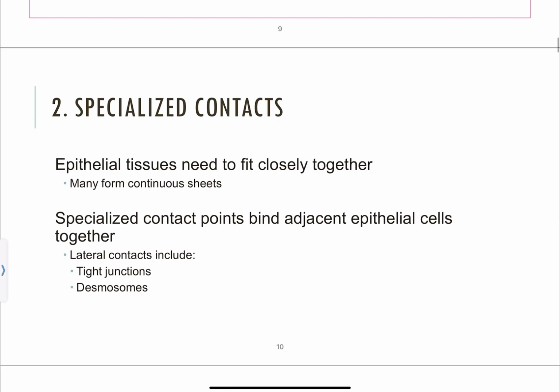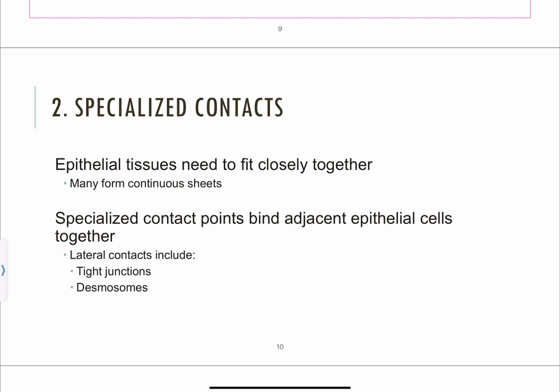So the second characteristic is specialized contacts. Because these cells are adjacent to each other and form kind of like a continuous sheet, they have some contact with each other. When we look at connective tissue, they don't have connections or contacts with each other. They're kind of just dispersed throughout the connective tissue itself. So they're not singular rows or singular sheets. They're just sporadically found within the tissue. So epithelial tissue, again, because they're connected, they have these specialized contact points that help bind all of the epithelial cells together.